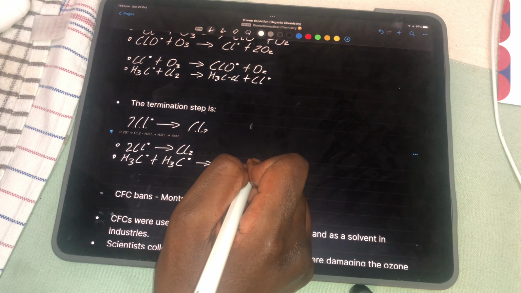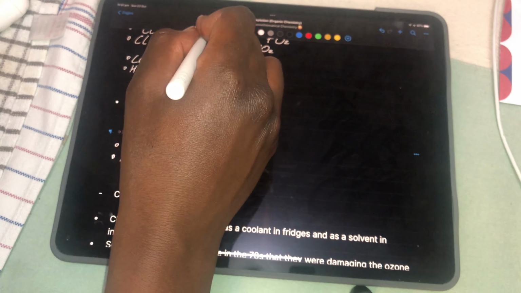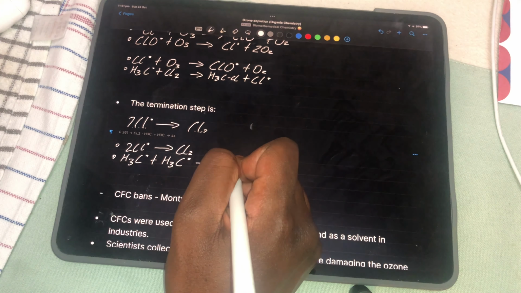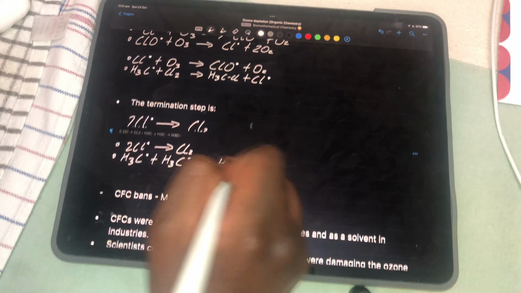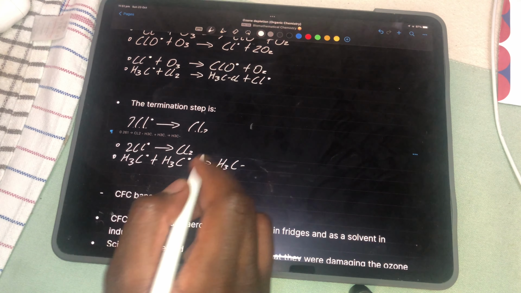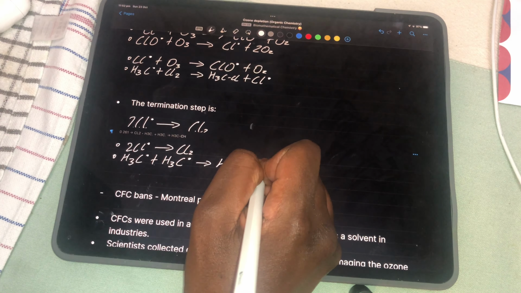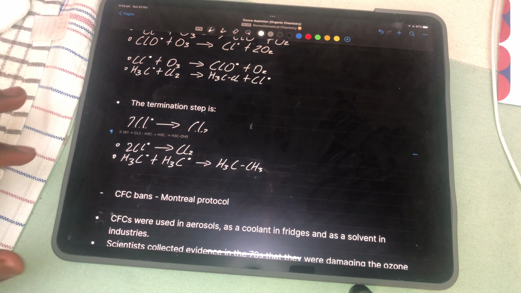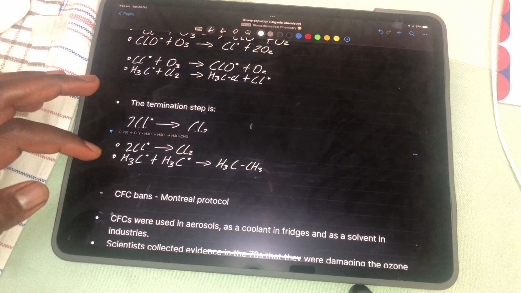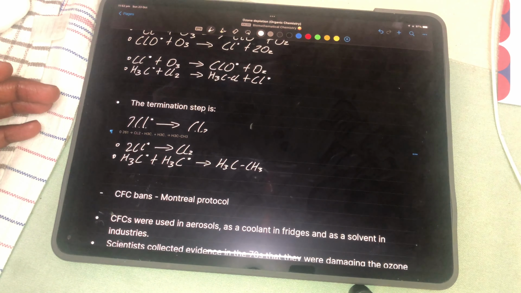What do you form? An ethane. Sorry, why did I say ethene? It's not ethene, it's ethane. My bad. As you can clearly see, that's going to react together to form an ethane, and that's that.